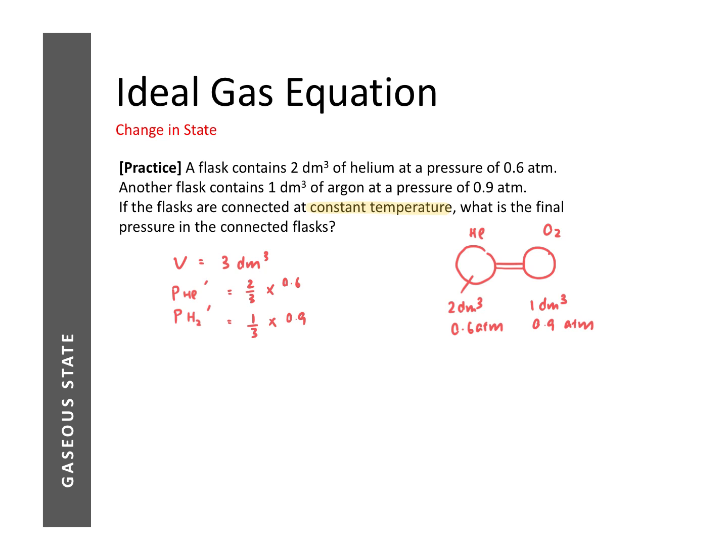Next, they want you to find the final pressure, which is the total pressure in the connected flask. This is where we need to use Dalton's law of partial pressure. Since helium and oxygen do not react, the total pressure is just the sum of the partial pressures, and that will give us a final pressure of 0.7 atmospheres.